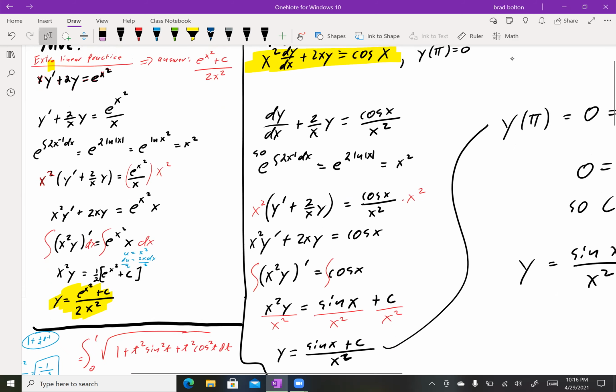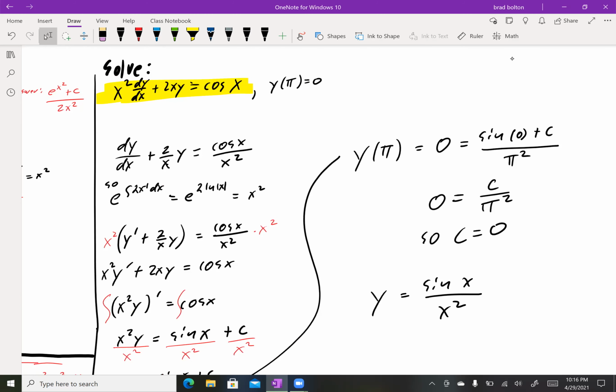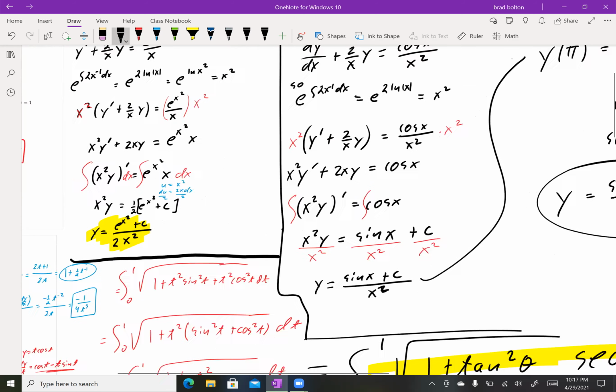I also wanted to show you this other problem over here: x squared dy/dx plus 2xy equals cosine of x, when y of pi is equal to 0. So here's this problem. You should be able to go through and pause the video and make sure that you're getting this one right. So here should be our solution right there.